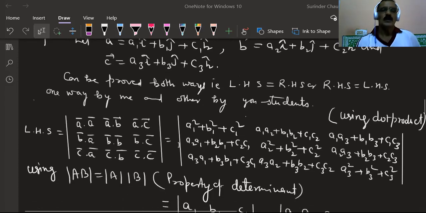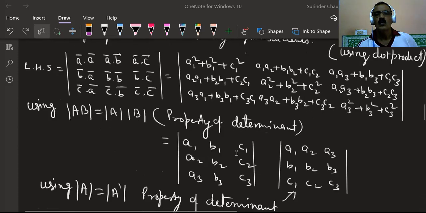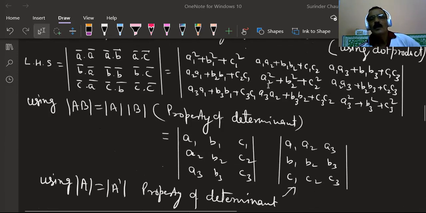We'll use the dot product directly in component form for all the 9 elements. Now we'll write how we get this matrix determinant. We'll convert it into two matrices first.